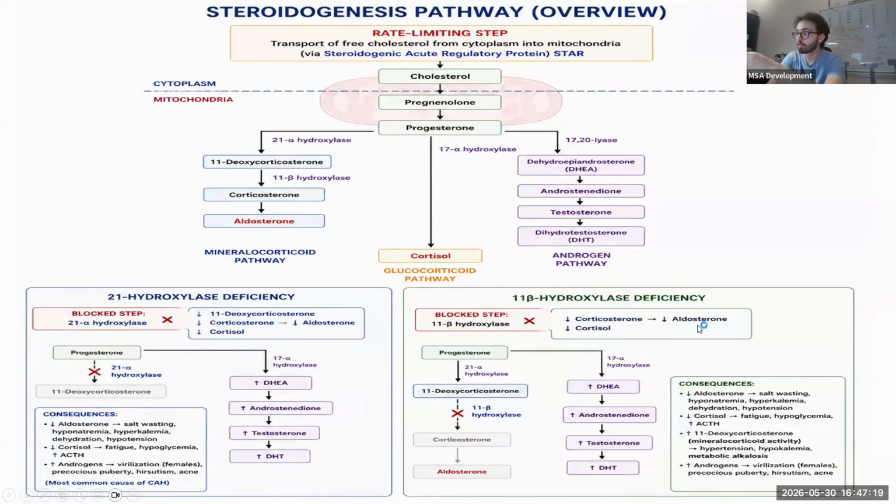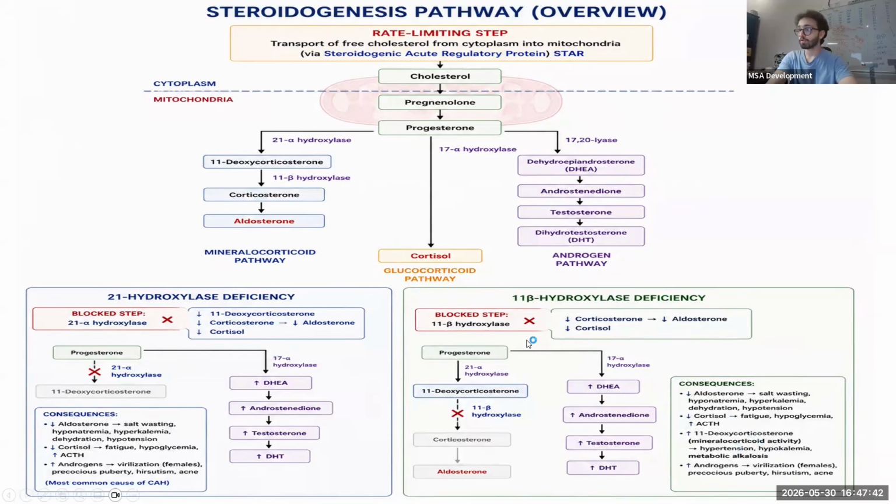So yes, aldosterone will be low, but because the deoxycorticosterone will be high, we're going to have hypertension and hypokalemia. That is, we're going to have the effects of aldosterone, but not through aldosterone, through deoxycorticosterone. And we're going to have too much of it, to the point where we're going to have hypertension because of a lot of fluid retention.